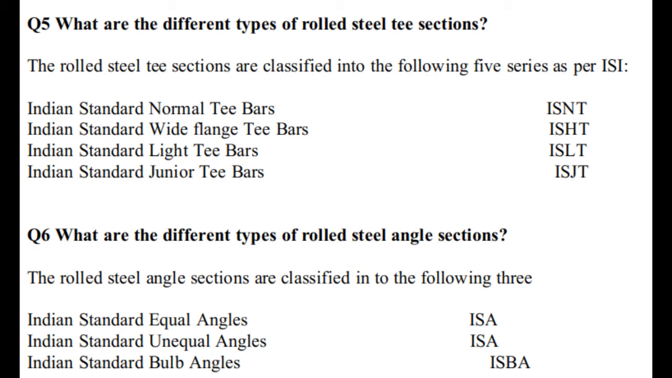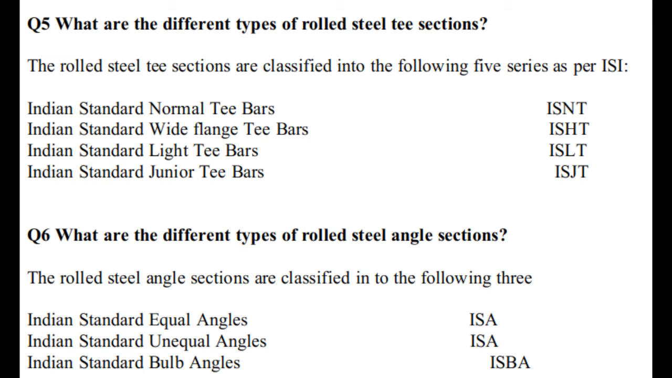Next is ISHT. Here you please pay attention. ISHT means Indian Standard Wide Flange T-bars, or T-bars which are made from the H sections, hence the naming ISHT. Here the letter H doesn't stand for heavy or anything else; H stands for the wide flange T-bars, or the T-bars made from the H sections. Next is ISLT, Indian Standard Light T-bars, and the last one is ISJT, Indian Standard Junior T-bars.